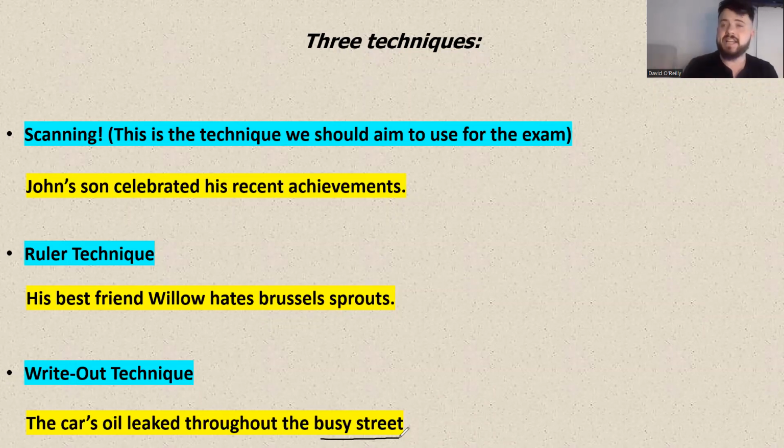So, three techniques. As usual, in the description of this video, there is a worksheet for you to practice, so have a go. What I'd really recommend is to focus on nothing but scanning. Just scan with your eyes and see if you can find the answers. If you can't, then use the ruler technique. And if you can't, then use the write-out technique. So going in that order, hoping that scanning works for you. But if it doesn't, please don't panic. Do not worry. You will get better. The more you practice, the better you will get at this.